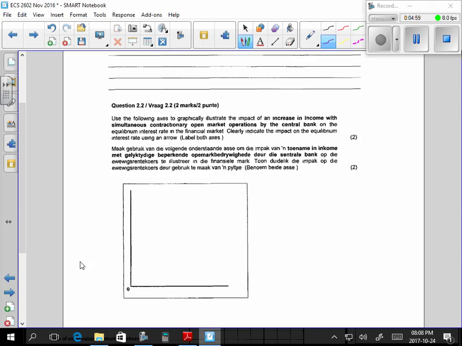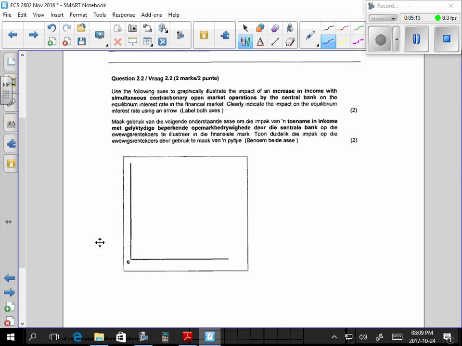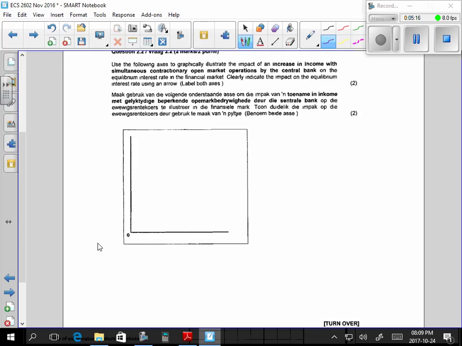Use the following axes to illustrate the impact of an increase in income with a simultaneous contractionary open market operation by the central bank on the interest rate in the financial market. Clearly indicate the impact on the equilibrium interest rate. Label both axes. All right, so they've already told you that they want you to draw the financial market. You've got interest rate on your y-axis. You've got quantity of money on your x-axis. Your money supply, independent curve, vertical line. Your money demand, and they will settle at an equilibrium interest rate. Let's call it I0.